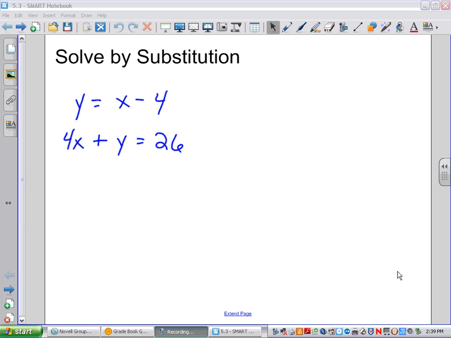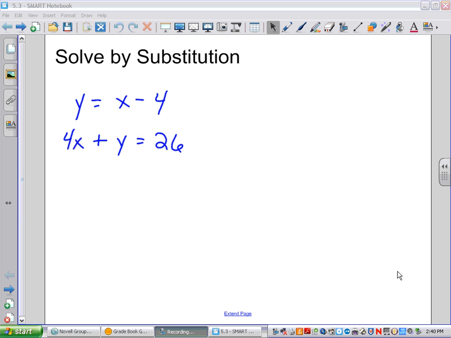There's a different method. So graphing's the first way. The substitution the second way, and if you turn ahead, there's a third method called elimination, but we'll get to that in a little bit.